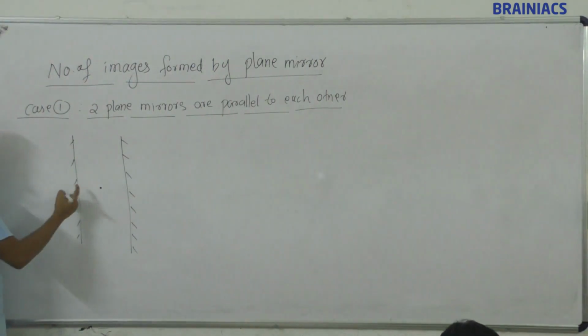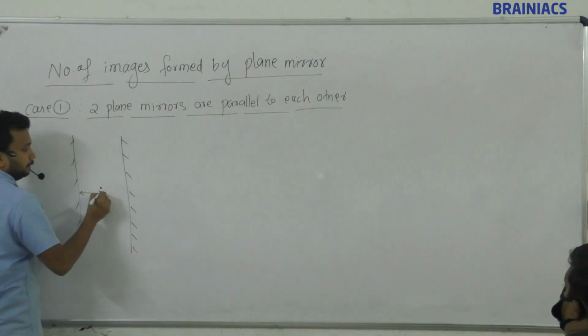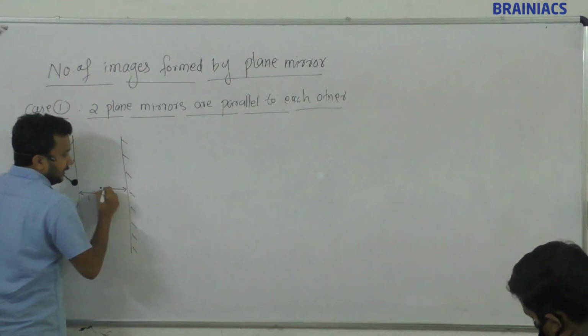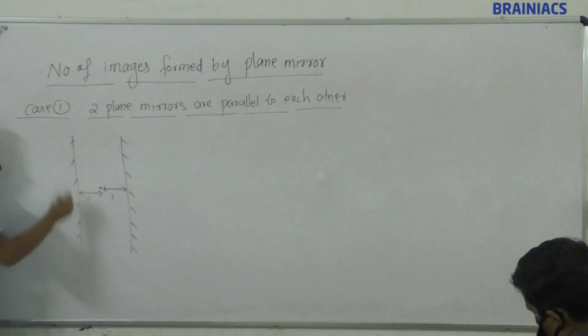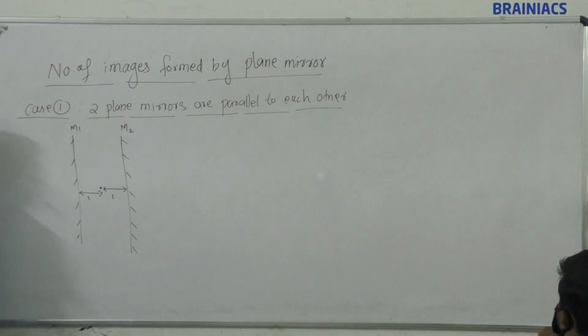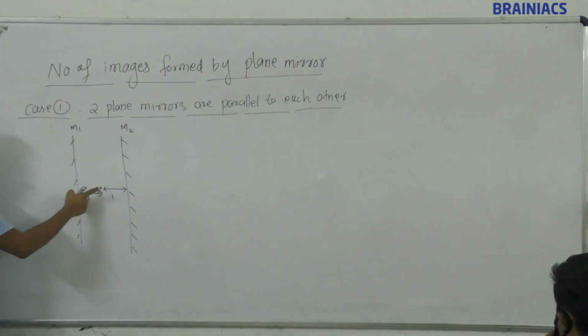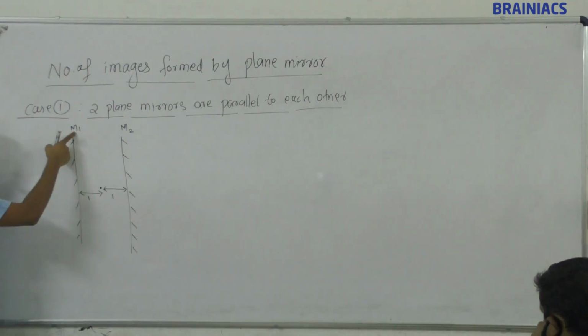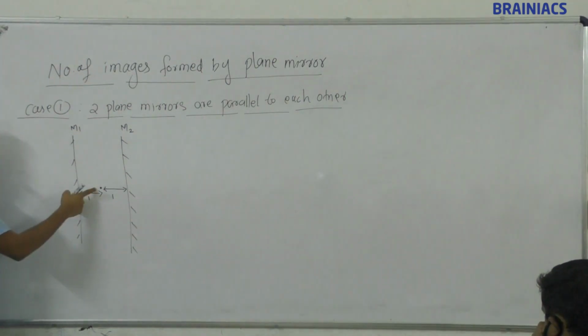Now the object, in the first mirror, how much distance will it be? 1 centimeter. Correct. Second mirror, distance 1 centimeter. This is mirror number 1, M1, and this is mirror number 2, M2. Two mirrors. So mirror number 1 will form an image. Only think about one; this is an object.